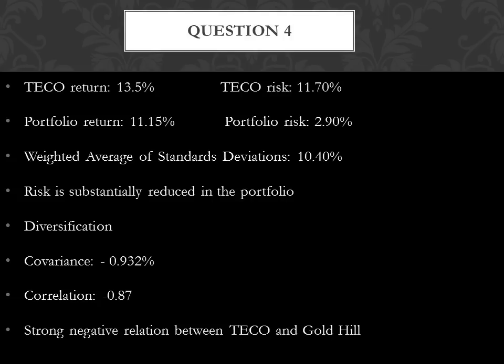The covariance of the two stocks is negative 0.932%, which gives a correlation of negative 0.87. This shows that there is a strong negative relationship between TICO and Goldhill. This is a perfect scenario to diversify one's investment.